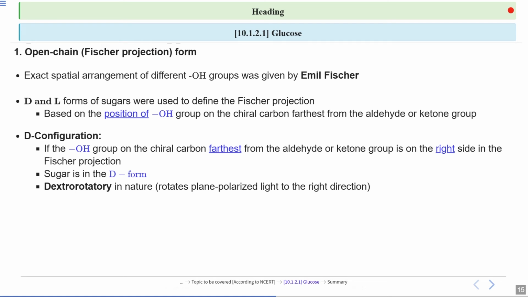Now D sugars are usually dextrorotatory, which means they rotate the plane polarized light to the right direction. This property is measured in the lab and helps us confirm the sugar's configuration. So it is dextrorotatory in nature, rotates plane polarized light to the right direction. Now this plus sign is used to indicate dextrorotation. This is determined experimentally and is used to denote dextrorotation.